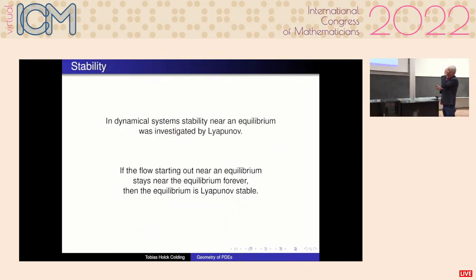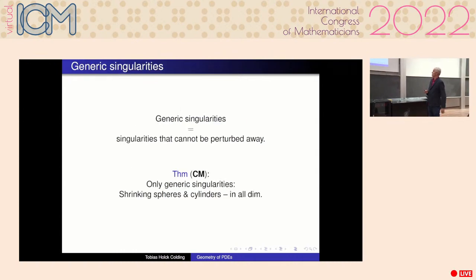And so again, in dynamical systems, stability was studied by Lyapunov near equilibrium. If you have a flow that starts near equilibrium, and it always stays near the equilibrium, then that equilibrium is said to be stable. And so we're looking at this flow from surface tension. The generic singularities are the singularities that are stable, the singularities that cannot be perturbed away. And so what we proved is that the only singularities that cannot be perturbed away, this holds in all dimensions, are shrinking spheres and shrinking cylinders.